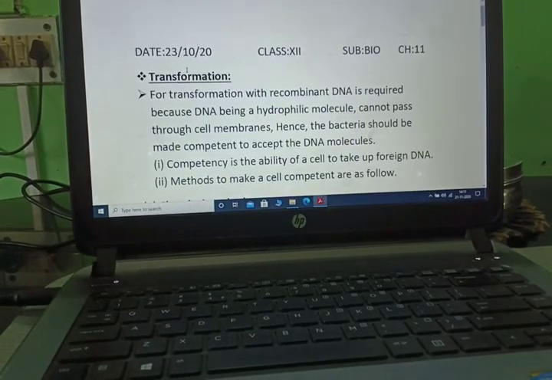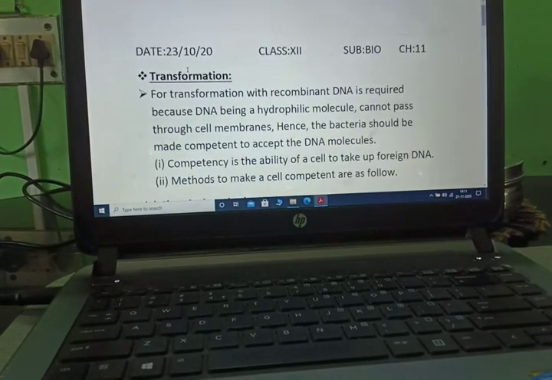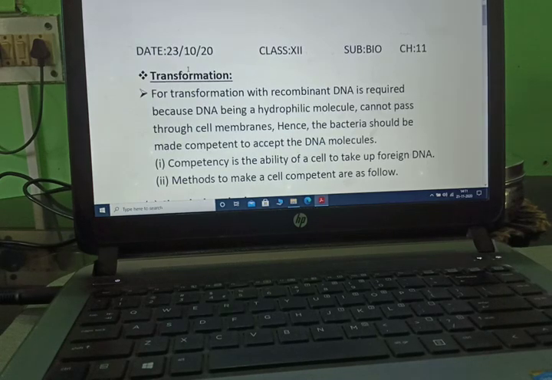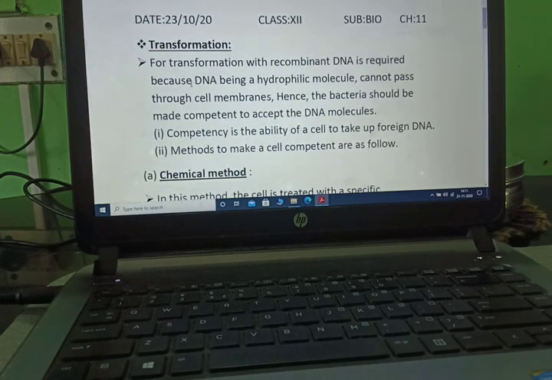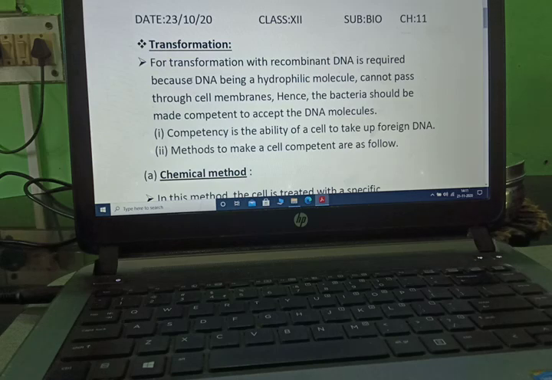Hi students, today we are starting our last topic of this chapter, that is chapter number 11, and our topic is transformation. For transformation with recombinant DNA is required because DNA being a hydrophilic molecule cannot pass through the cell membrane. Hence the bacteria should be made competent to accept the DNA molecules.